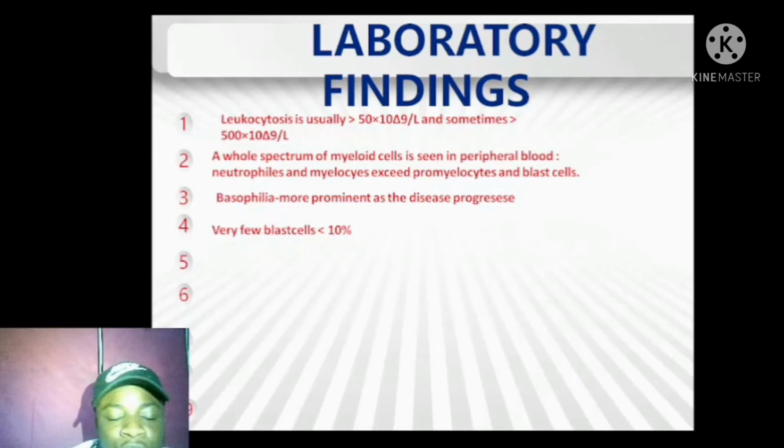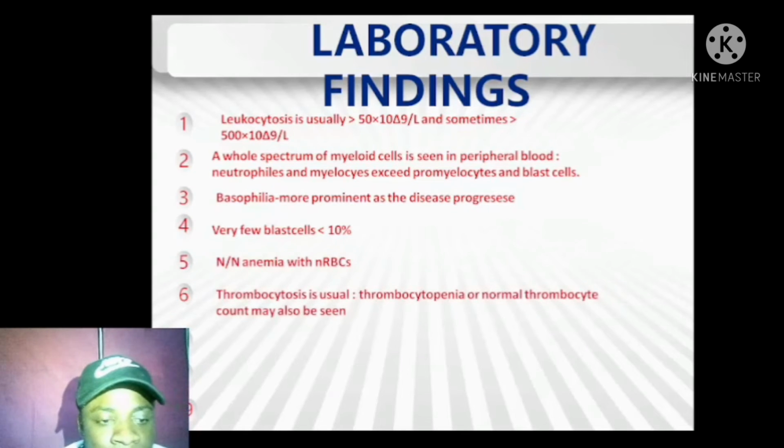So you are not going to see a lot of immature cells, very few of them, unlike acute leukemia where the blast cells are prominent. There will be normocytic normochromic anemia with nucleated RBCs. You know nucleated RBCs, they look like RBCs, but the nucleus picks up the stain, whereas the red cells have a central pallor. So you have to be able to differentiate between the nucleated RBCs and the red blood cells in the blood smear.